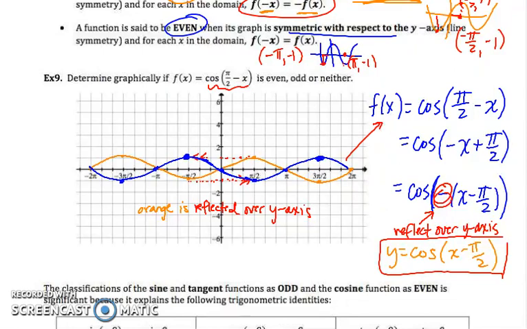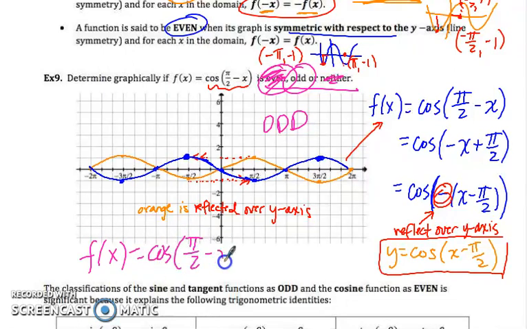So is your blue graph even, odd, or neither? Well, looking at this, we could turn our paper 180 degrees. So therefore it is odd because it has rotational symmetry. Now, what does this blue graph look like? So f of x equals cosine of pi over 2 minus x. How else could we name this blue graph right here? Well, hopefully you see that it's just the sine curve, except it's a negative because it's going down the opposite direction. So cosine of pi over 2 minus x is the same as negative sine of x.